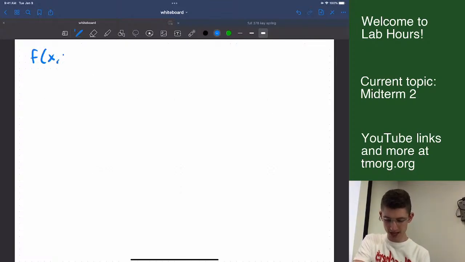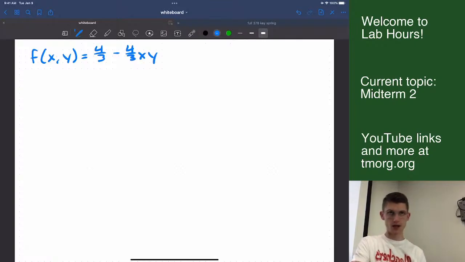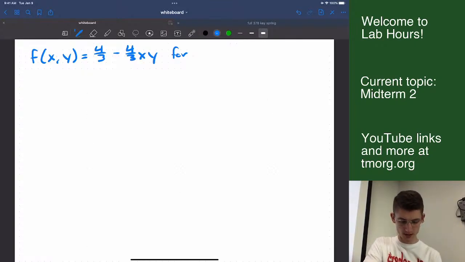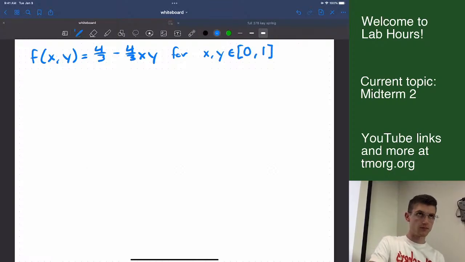But we have f of x and y is equal to 4/3 minus 4/3 xy, for x and y both having the domain 0 to 1. Yeah, that's the domain.